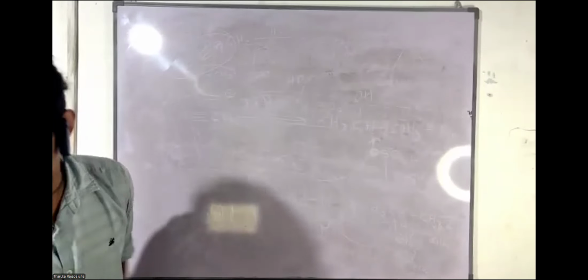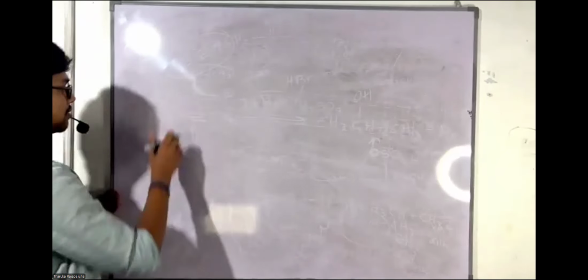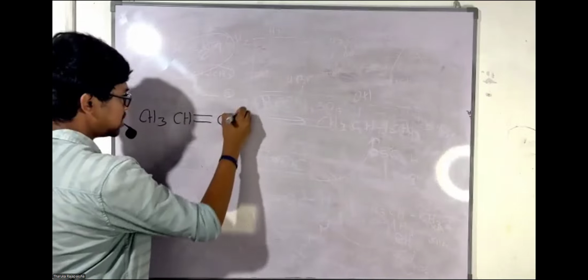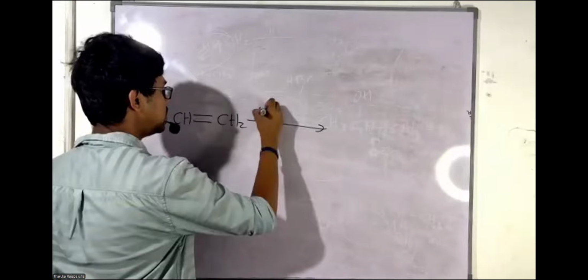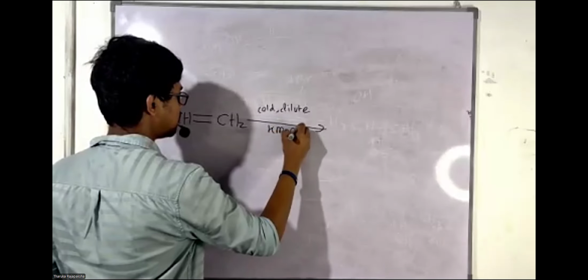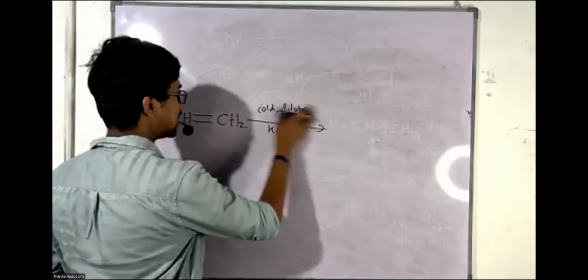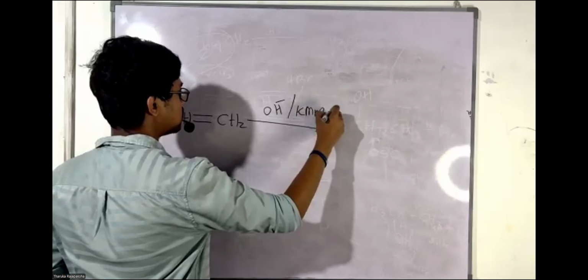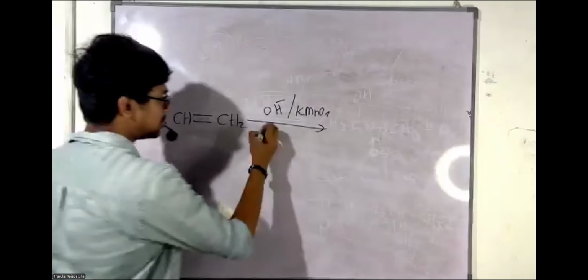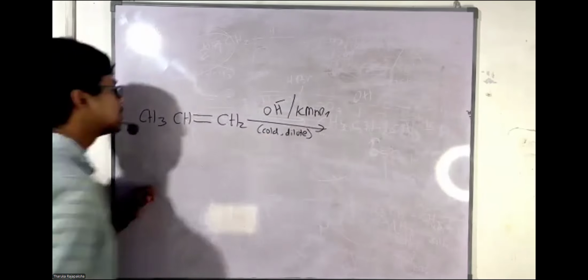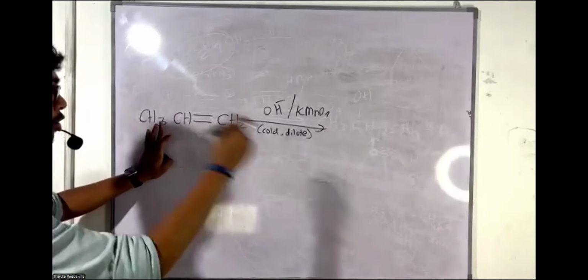So, oxidation in basic medium uses dilute KMnO4, which is alkaline and cold. It reacts like this. CH3, CH, double bond, CH2, and you add cold dilute KMnO4. If you want, you can write it like this, OH minus KMnO4. That works. It's going to be a better answer, with cold and dilute conditions.